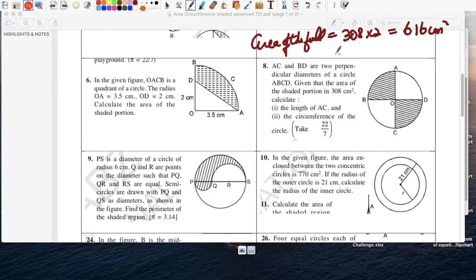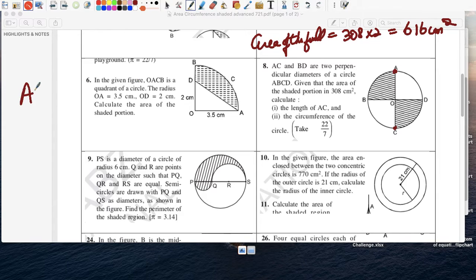I needed that because they're asking me for the radius. What is AC, right? Well, actually, they're asking for the diameter. But if we find the radius, we can find the diameter. So the area of the full circle is 616. How do I know that? Because the area of the shaded part is 308, and 308 is half. So multiply by 2, we get the area.